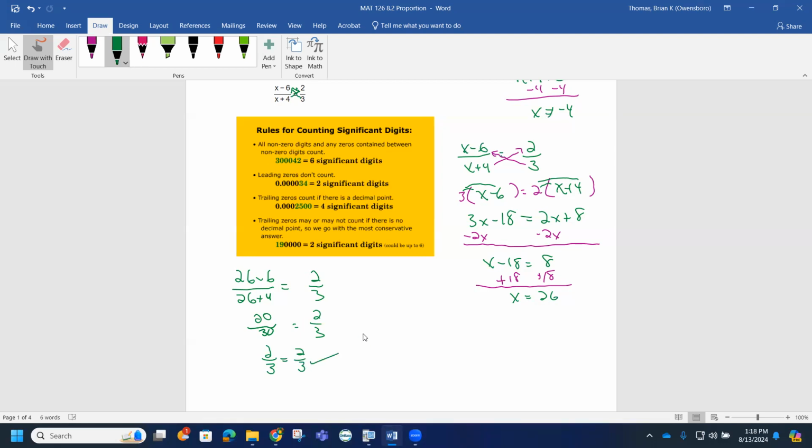So notice how that problem is a little more complicated than it looks. And cross multiplying was a good strategy to find the solution. So the solution set would be 26. So there is an answer to the equation. It would be 26.